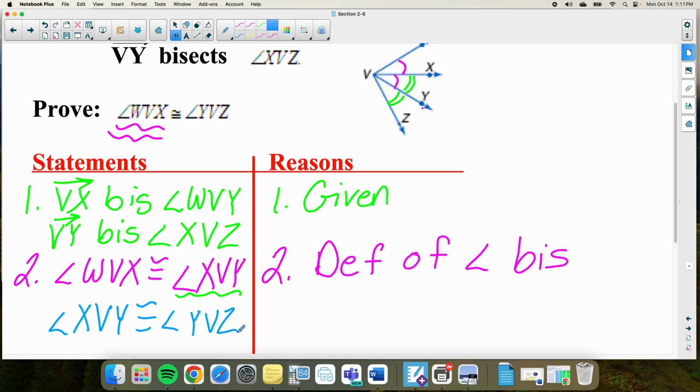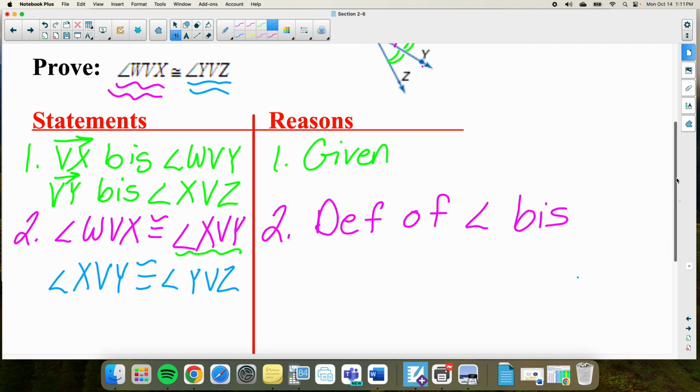So I have that, and YVZ, that is the correct order to put that in. Now, what's nice when you're doing this is to always look back at what it is that I want to prove. And I want to prove that WVX right here is congruent to YVZ right there. Can we do that now? I can do transitive, right?